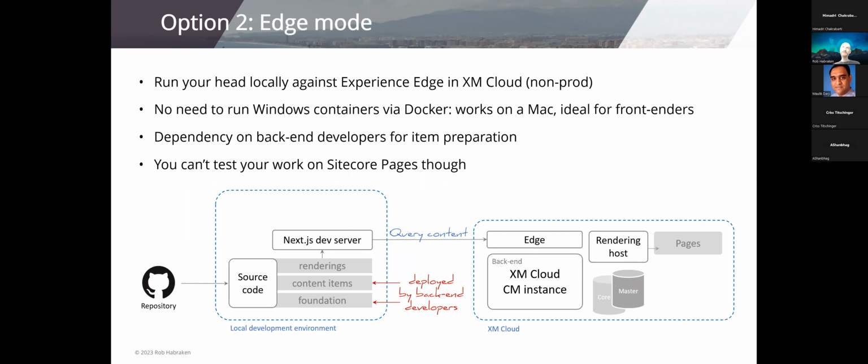And there's the second option, and that's what we call edge mode. Edge mode is, well, actually, you're not going to run the containers locally, and you are running your head against Experience Edge in the cloud, the non-production version of it. So what you need is, well, you don't need developer Windows containers. It works on a Mac, and this is ideal for front-enders. And you can immediately test stuff on your local machine with the content coming from the edge.